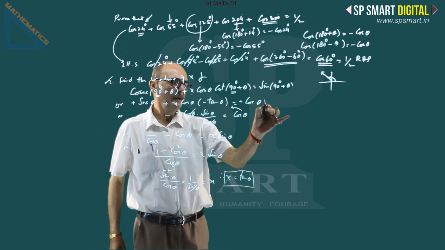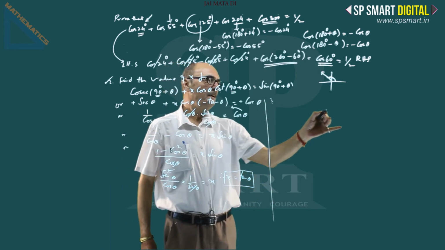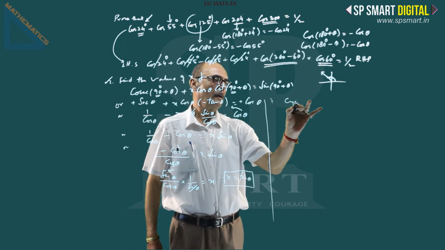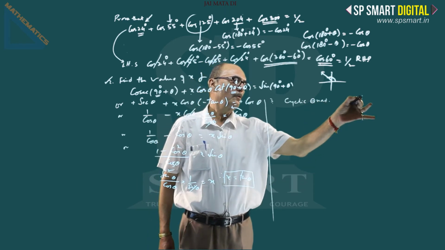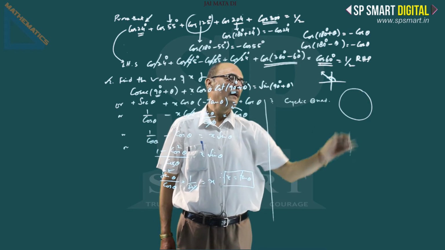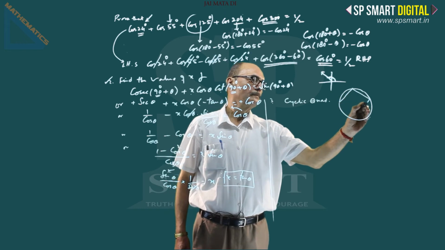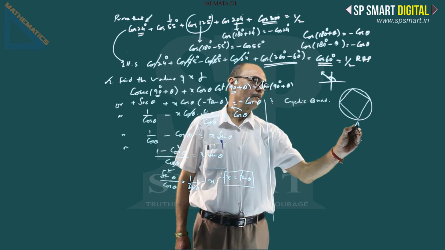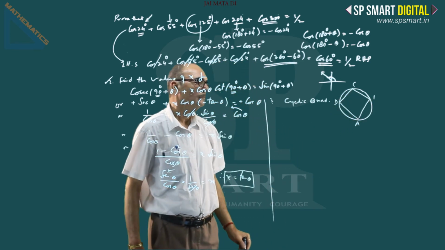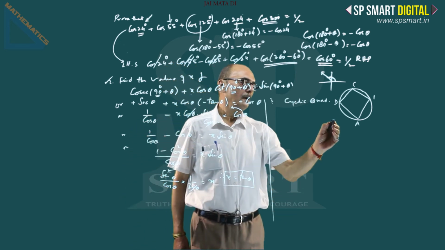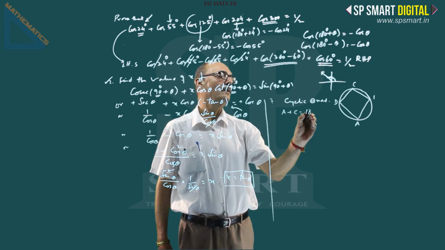Again, we have another problem. Okay, this is a cyclic quadrilateral, a quadrilateral inscribed in a circle. This is A, B, C and D. So, cyclic quadrilateral: opposite angles in a cyclic quadrilateral are supplementary.